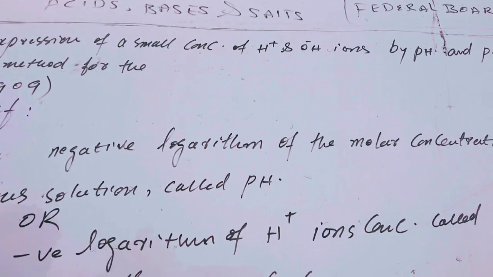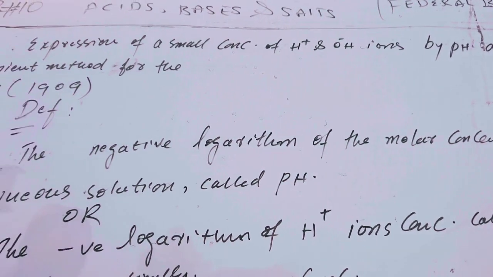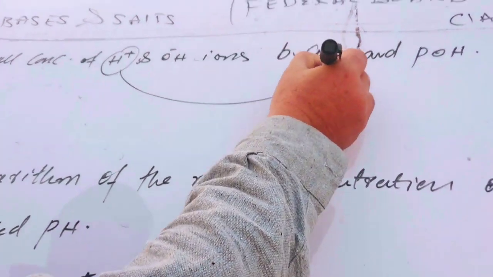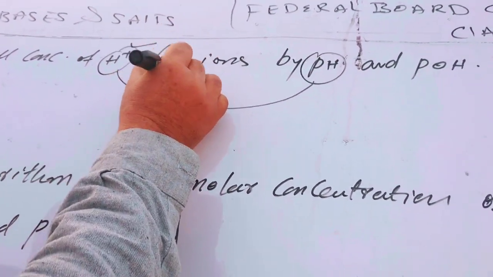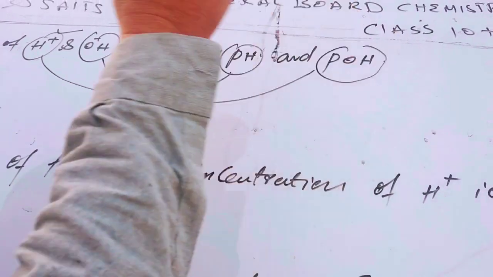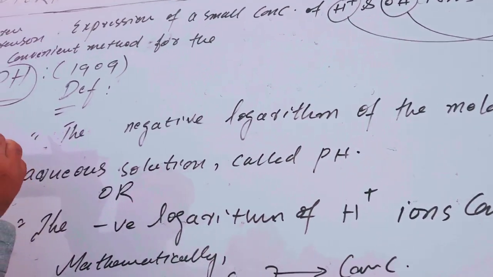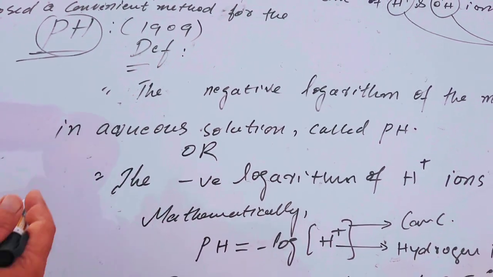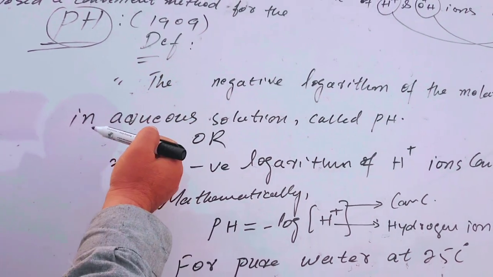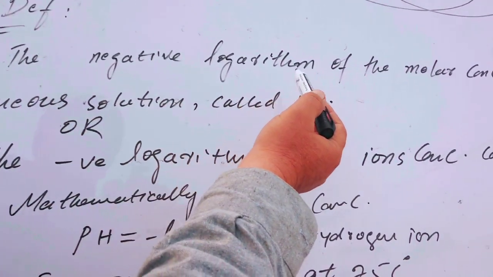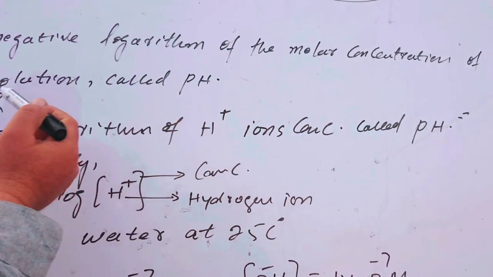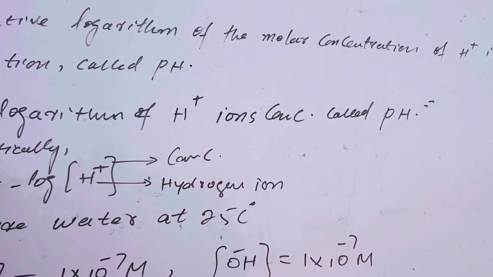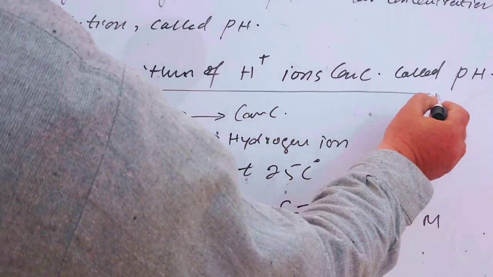of H plus and OH minus ions by pH and pOH. pH is for this one, and pOH is for this one. This was proposed by Søren Sørensen in 1909. The definition of pH is the negative logarithm of the hydrogen ion concentration. It is a very simple definition.